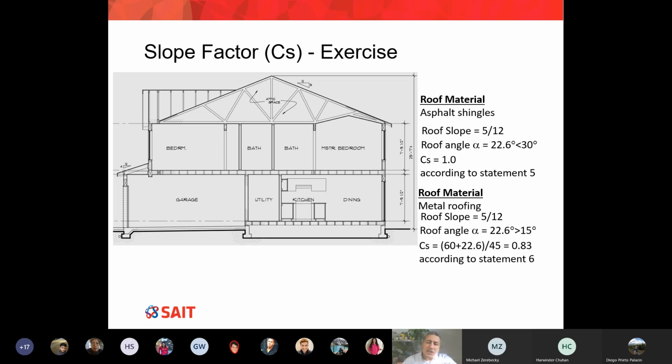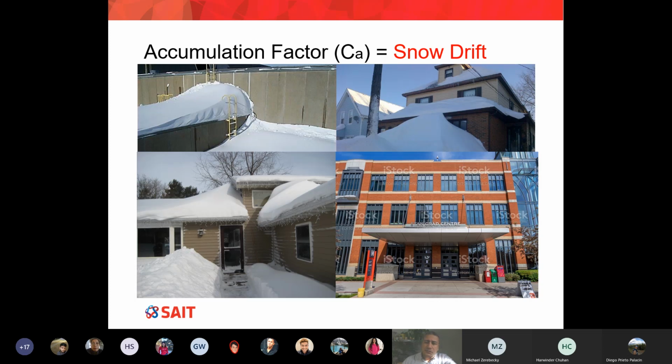Okay, so 60 minus 22.6 divided by 45 will give you 0.83. It means my slope factor is 0.83. It means I'm losing 17% of the snow due to the slope of the roof, and this is according to statement number 6. Okay, now let's go to the next.